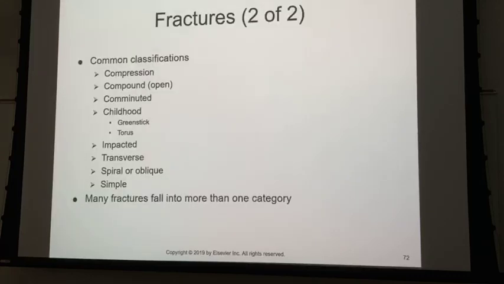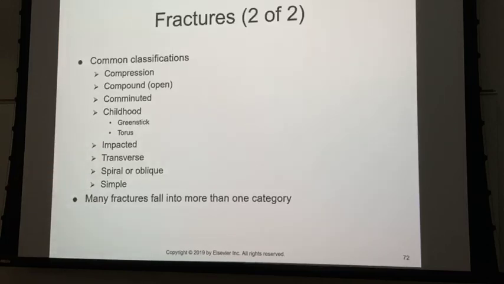So within those, we've got a lot of different classifications. We've got compression fracture, we've got compound fracture, which is your open fracture. We've got comminuted fracture. We've got fractures that are specific to childhood, those would be greenstick and torus. We've got impacted fractures, transverse fractures, spiral or oblique fractures, and simple fracture is just what I was describing in non-displaced. So many of the fractures fall into more than one category.